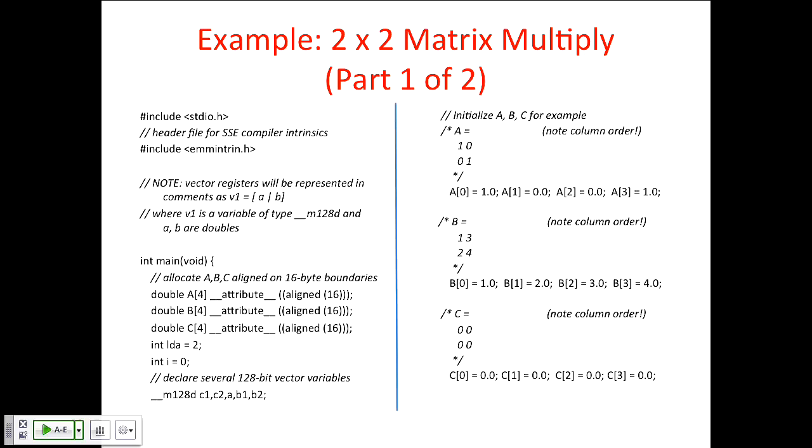That's here. I think this is extended multimedia intrinsics.h. So here's main.